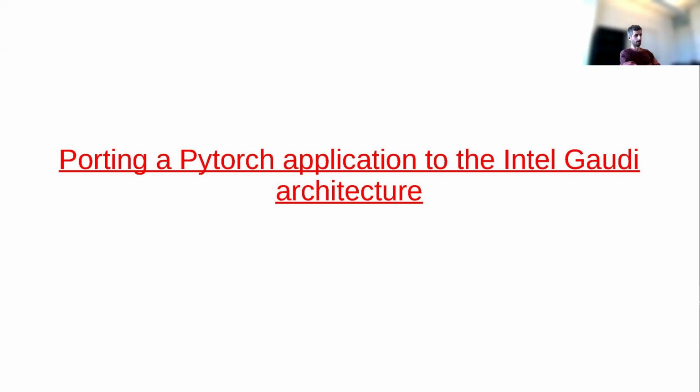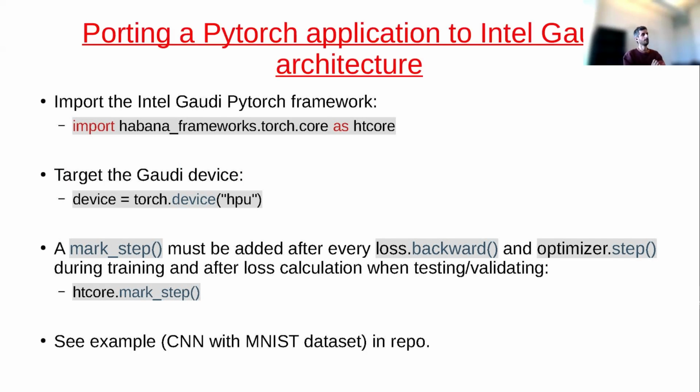We are going to take a PyTorch application that has been running on a GPU, an NVIDIA GPU, and we are going to port it to the Intel Gaudi architecture, so we can run it on Voyager. It's relatively simple to do that. We don't need too many steps. So the first thing you need to do, in your Python code, is to import the Intel Gaudi PyTorch framework using this command.